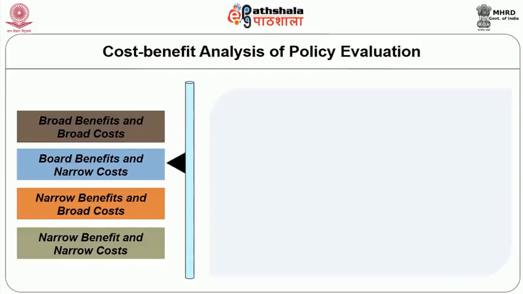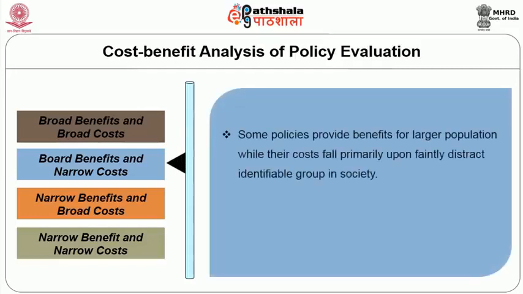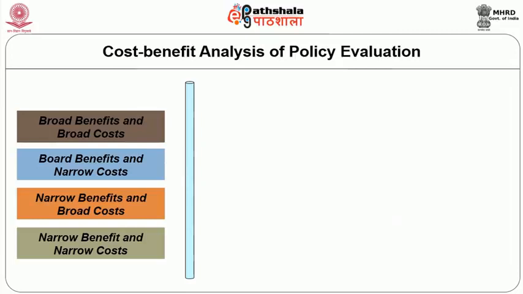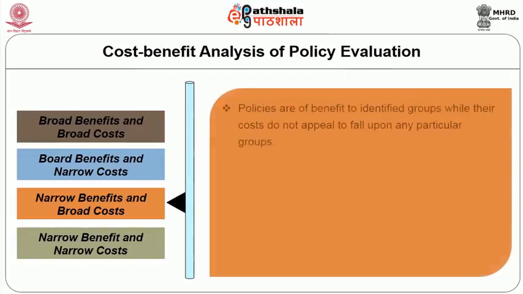Broad benefits and narrow costs. Some policies provide benefits for a larger population, while their costs fall primarily upon fairly distinct identifiable groups in society. The policies related to environmental pollution control, public utility regulations, mine safety, etc. are examples of it. Narrow benefits and broad costs. Policies are of benefit to identified groups, while their costs do not appear to fall upon any particular group.